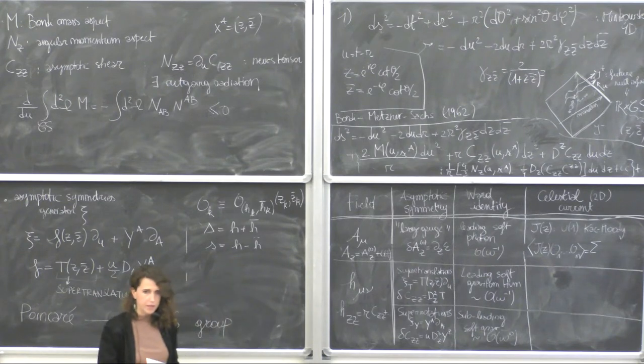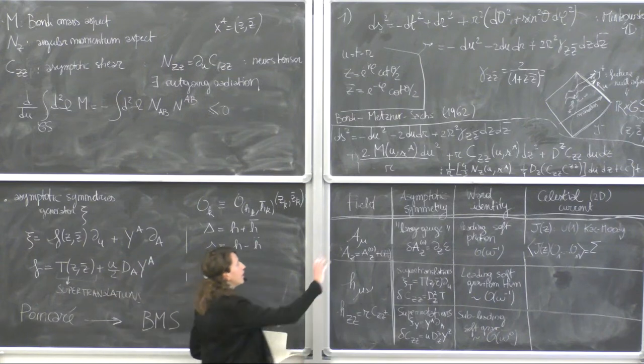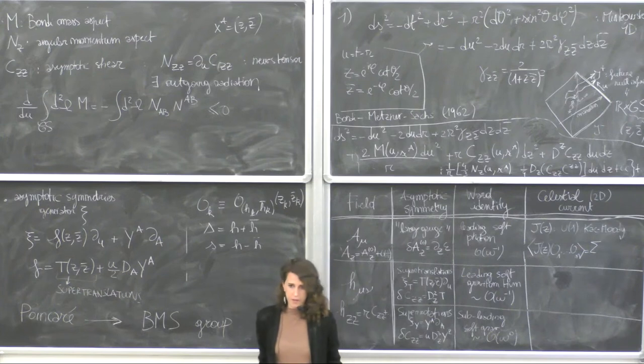I see. To some extent, what is the perturbation you want to allow, how far we want to go, is related to the kind of falloff conditions you want to impose. All this is tied together. Okay, thank you.